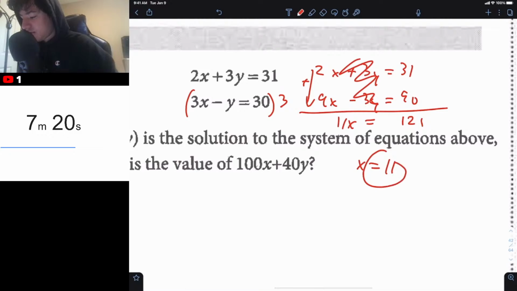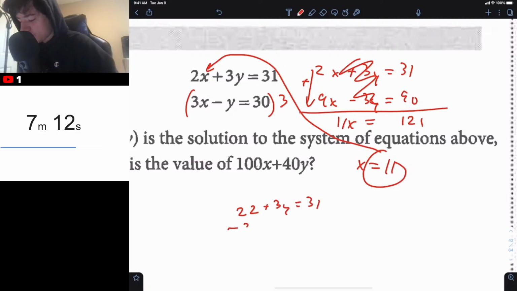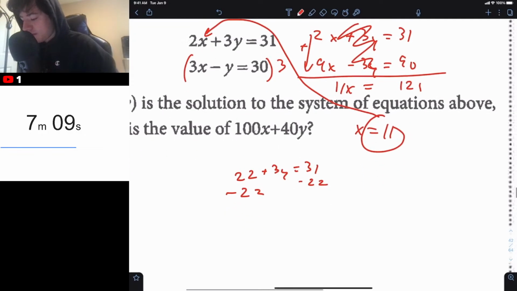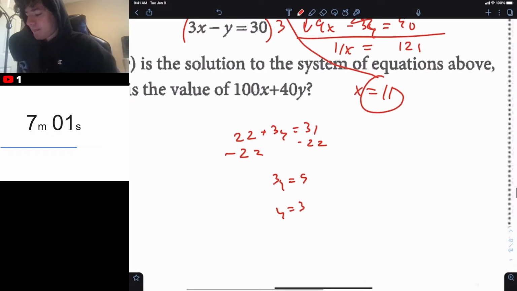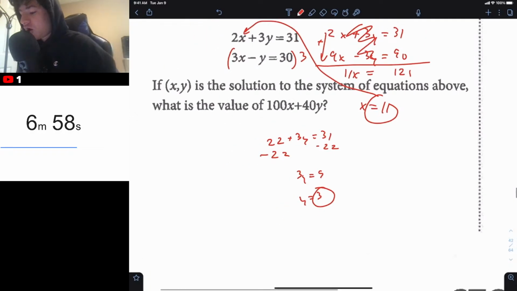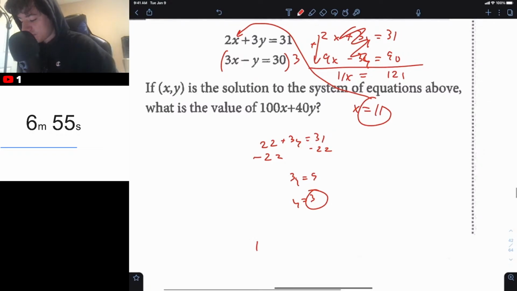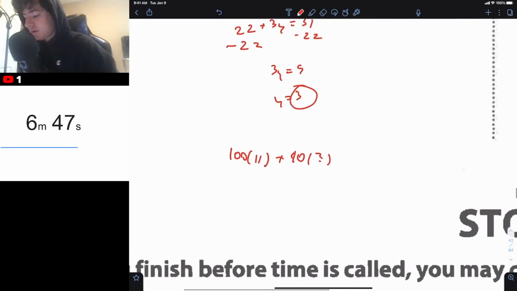I'm going to plug 11 back in for x to solve for y. So I get 22, because 2 times 11, plus 3y is equal to 31. I'm going to subtract 22, and 3y is equal to, let's see, 31 minus 20 would be 11, minus 2 is 9, so y is 3. All right, y is equal to 3, x is 11. They want 100x plus 40y, so 100 times 11, because that's our x, plus 40 times 3, which is our y. We get 1100 plus 120, or 1220.